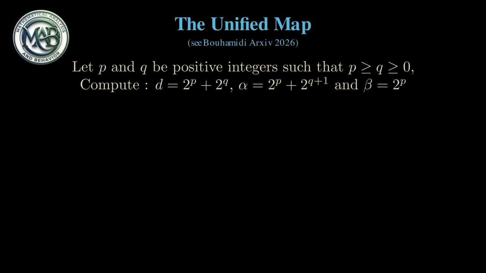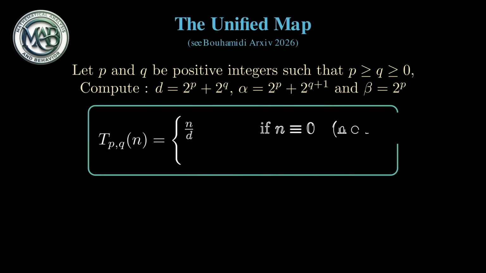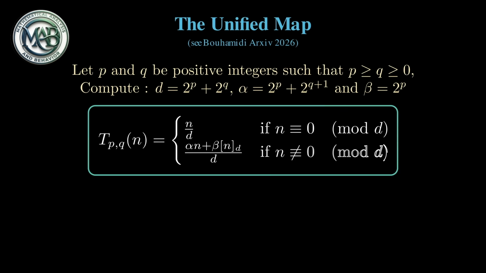To understand the heart of this research, we must look at the parameters that define this new landscape. The author introduces two positive integers, p and q, where p is always greater than or equal to q. From these two values, the entire system emerges. The divisor, d, is the sum of 2 to the power of p and 2 to the power of q. The coefficients, alpha and beta, are then derived from this same logic, ensuring a perfect modular balance.